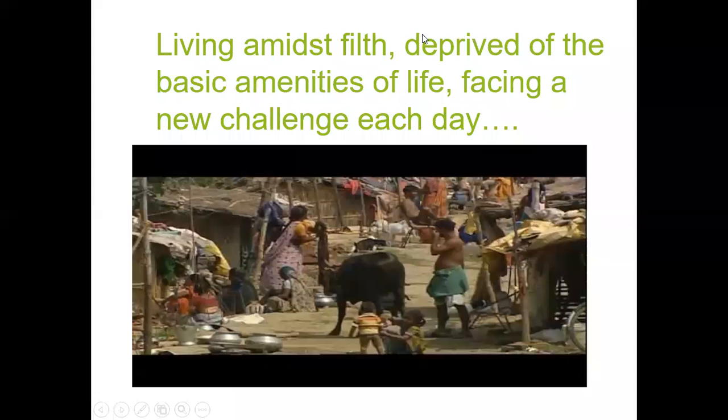All right, गरीबी से exactly. Gurbat. Living amidst filth, deprived of the basic amenities of life, facing a new challenge each.